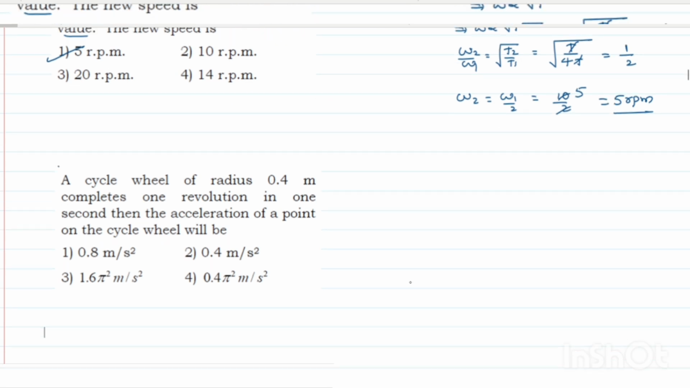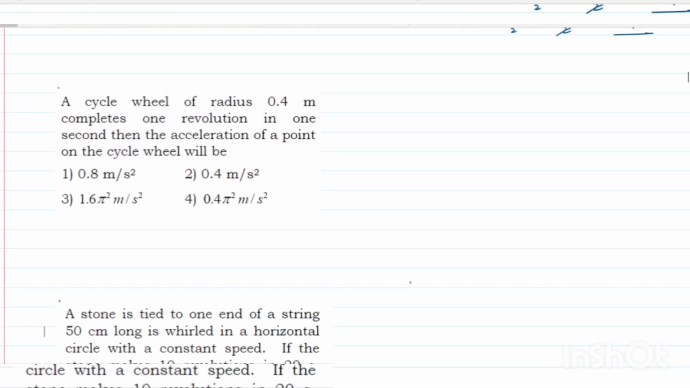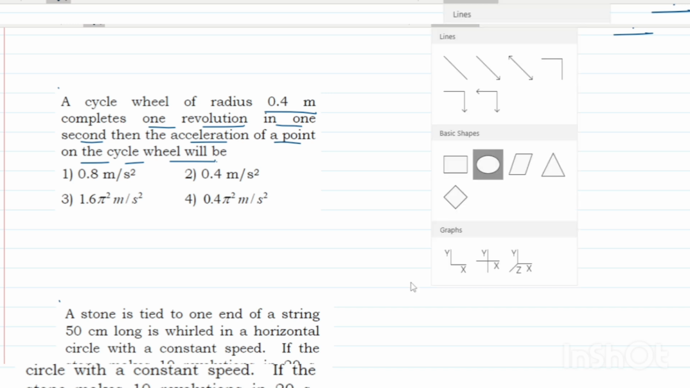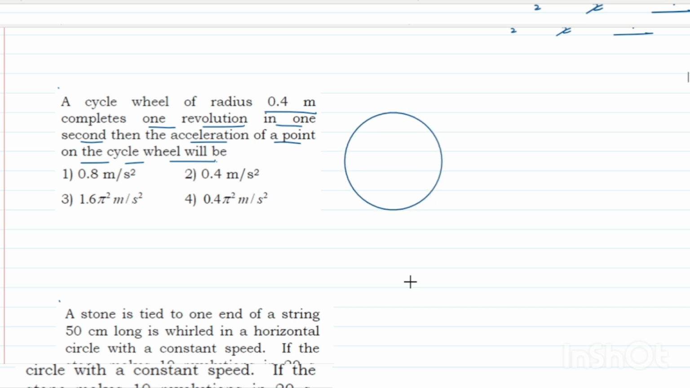Let us see the next question. A cycle wheel of radius 0.4 meter completes one revolution in 1 second. Then the acceleration of the point on the cycle wheel will be. So here the cycle wheel completes one revolution in 1 second. The acceleration of the point on the cycle wheel will be.